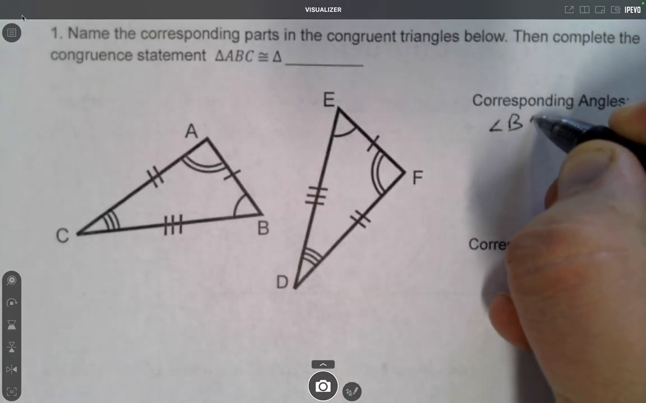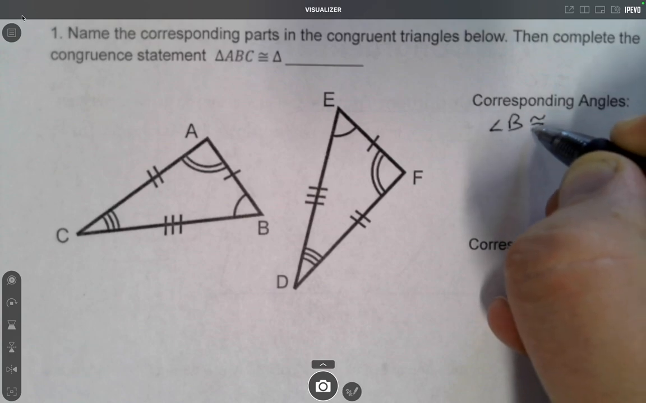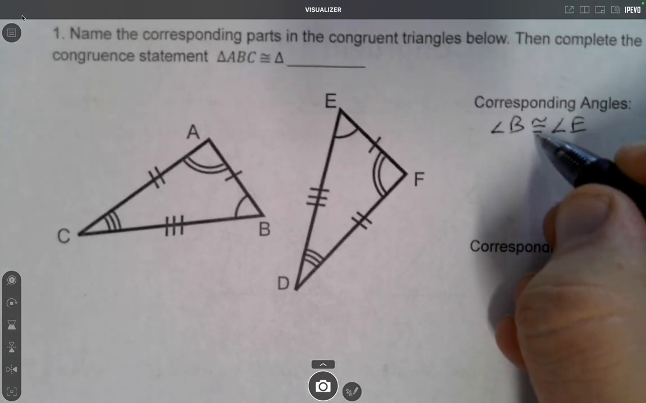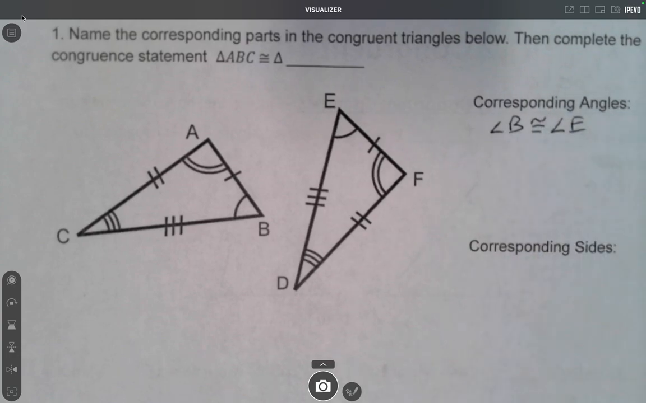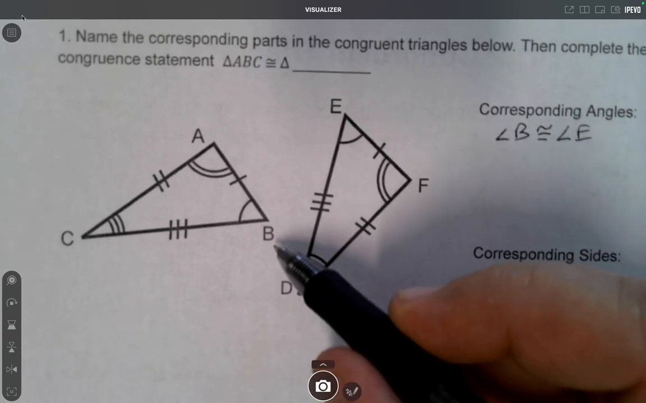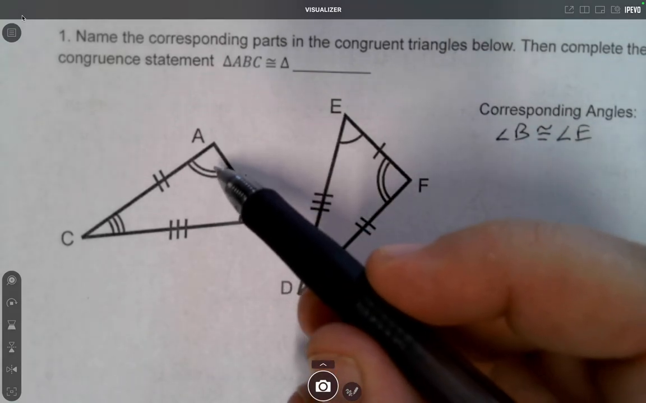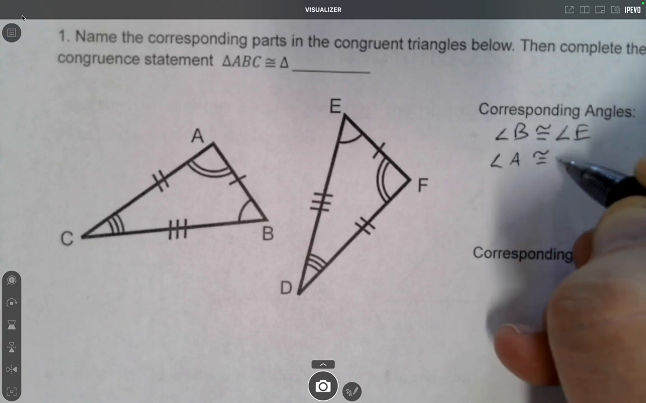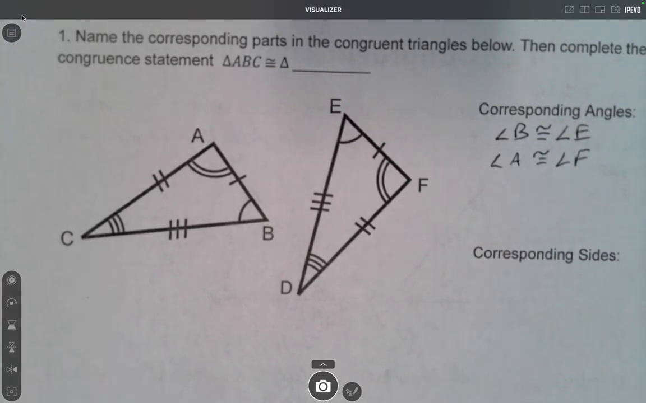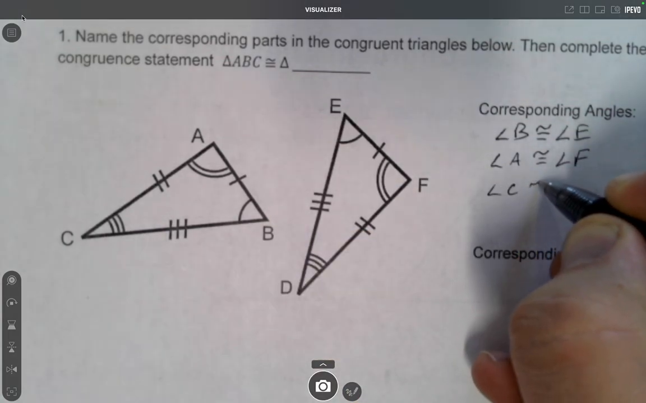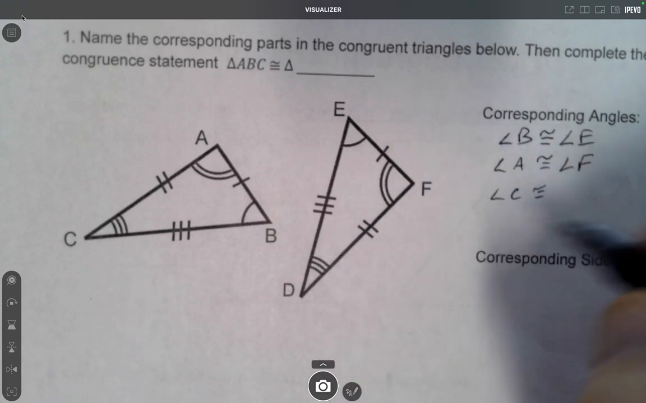Congruent is written with a little squiggly called a tilde and then an equal sign. So it's an equal sign with a little curve right on top of it. So we've got B and E covered. A has two arcs, so does F. So angle A is congruent to angle F. C has three arcs, so angle C is congruent to the other one with three arcs, which is D.